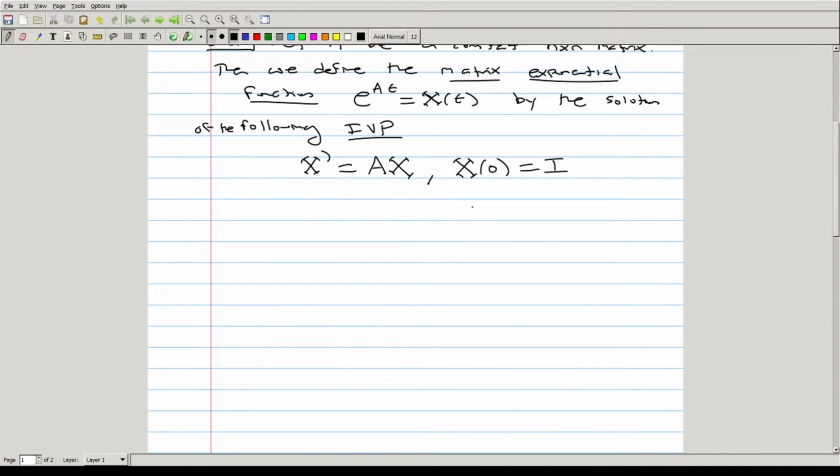differential equation. We're saying that the matrix X, which is an n by n matrix, is equal to this n by n matrix, which is constant, times this n by n matrix, which is also n by n. The matrix X that satisfies this differential equation, we're saying, is exactly the matrix exponential function.